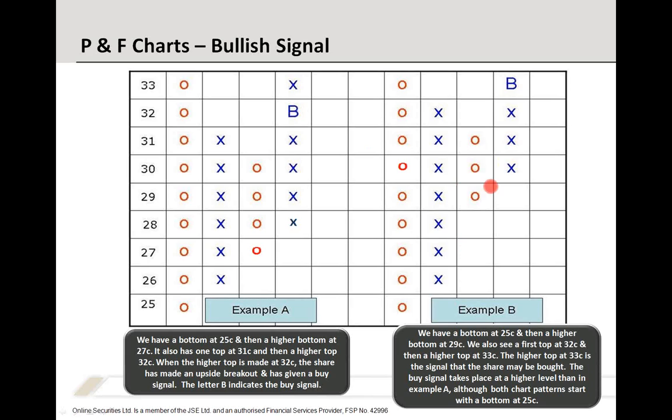Here's another alternative. Again, we have a bottom at 25 cents and a much higher bottom at 29. But I still have a higher top also. So there's our double top and there's our buy signal. As long as we have higher highs and higher bottoms, that's the kind of signal you're looking for.